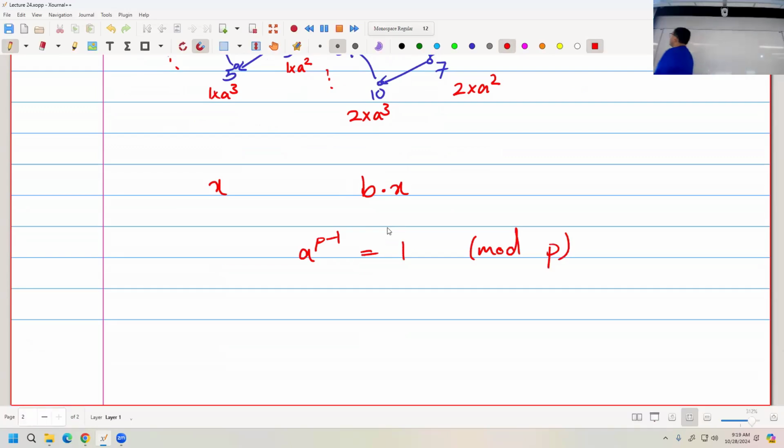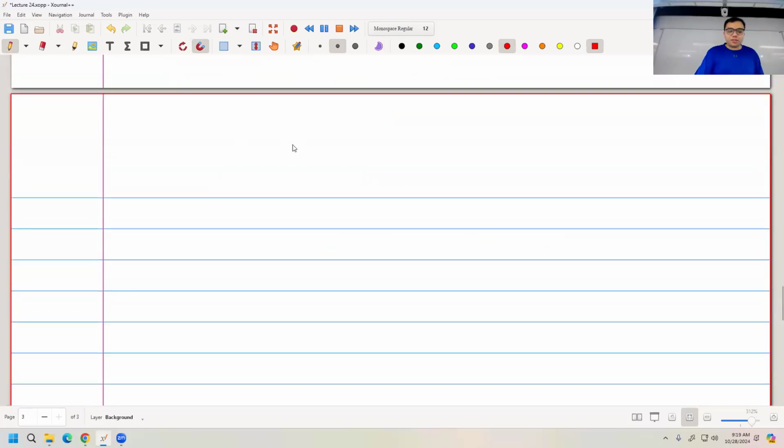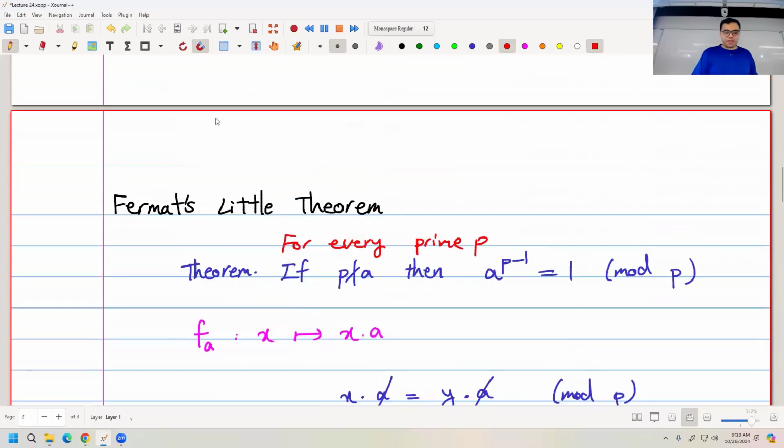Okay. So this is the proof that I like the most because I prefer graph theory. But let me now give you a different proof of the same theorem. So again, this is our theorem.